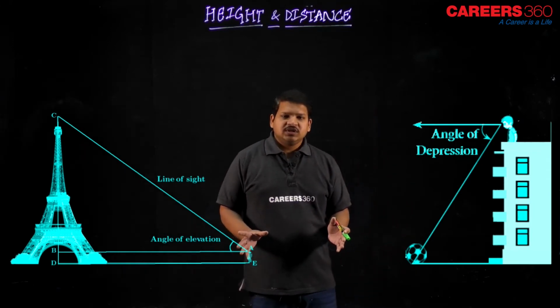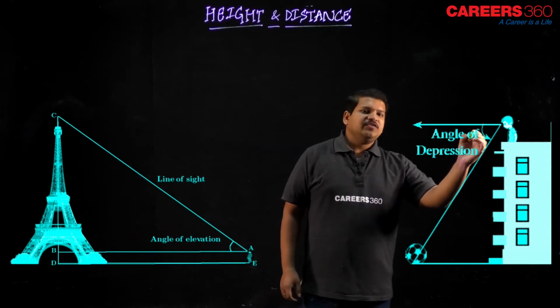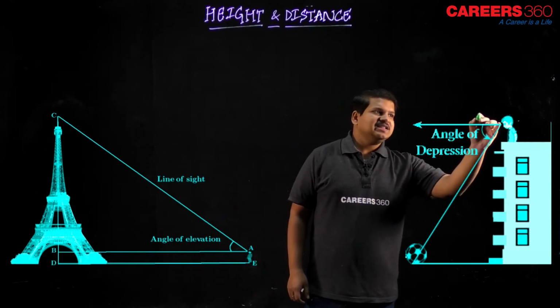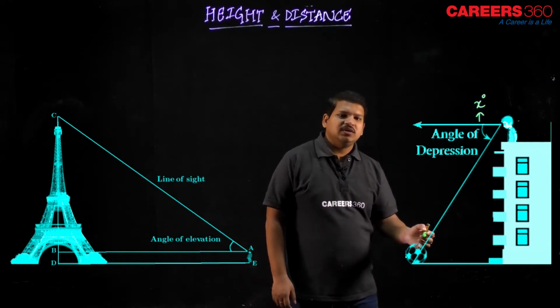In any case, for example, we have been given the angle of depression. Let's say this angle is given as x degrees. Now how would you find out this angle?